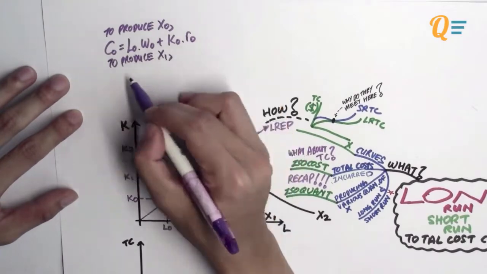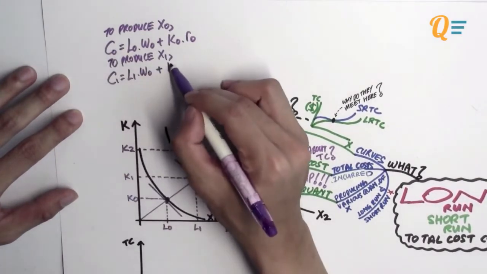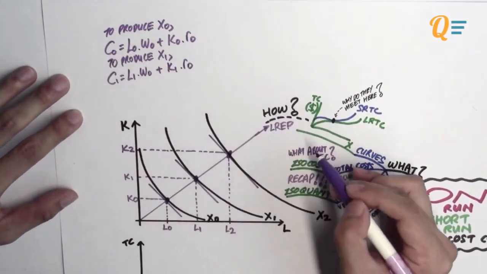So how about the total cost to produce X1? Well, it will be C1 equals the amount of labor, which is L1, multiplied by the wage rate plus K1 multiplied by the interest rate.